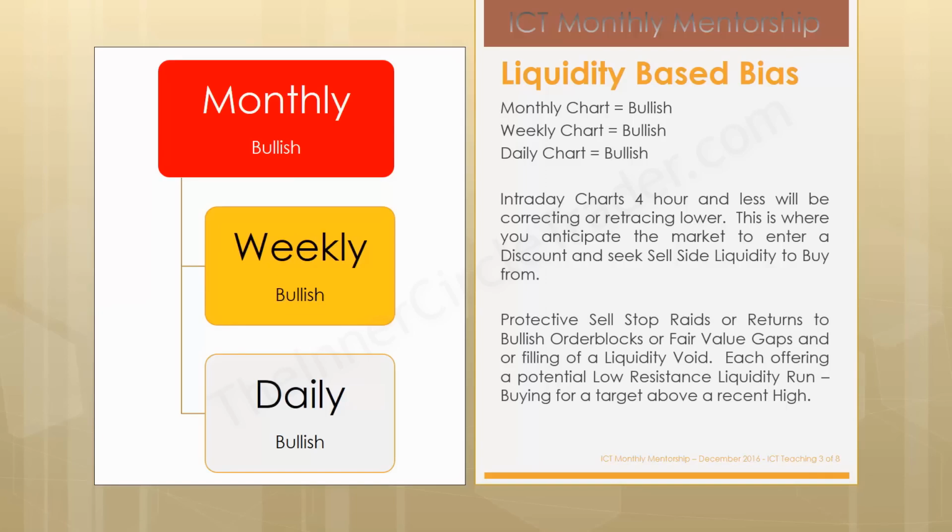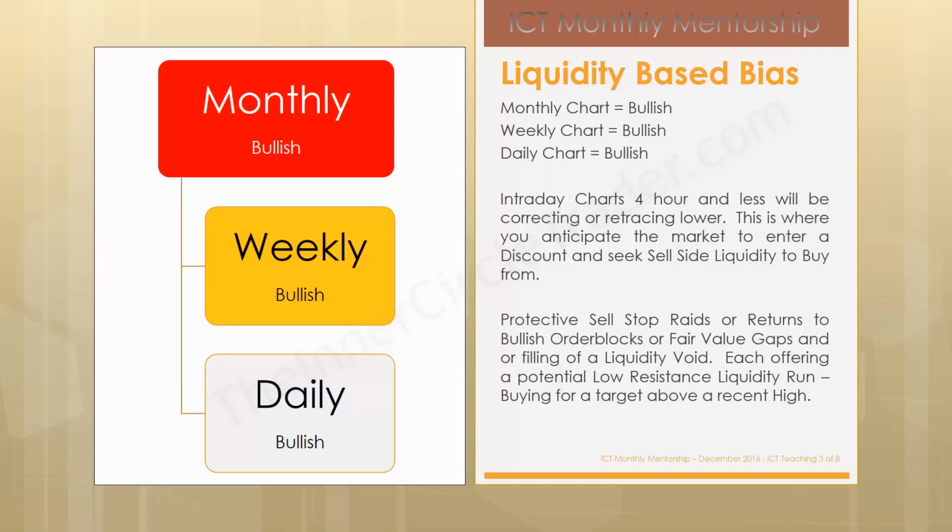And/or filling of a liquidity void, each offering a potential low-risk liquidity run, buying for a target above a recent high. Just like we were referring to earlier, you're going to be aiming for something on the daily chart preferably, and you're going to be looking for buy stops above the marketplace on a daily high. It could be yesterday's high, last week's high that you can see on the daily chart, last month's high, or an intra-week high. But try to find something on the daily chart to give you a trade.